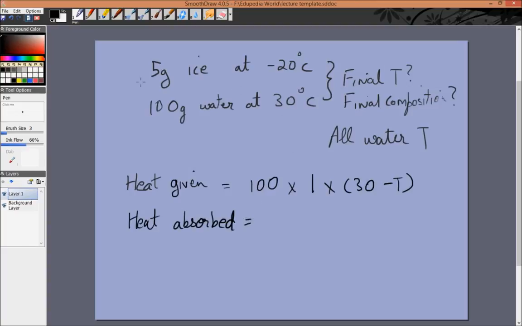It is, ice first goes from minus 20 to 0. Right, now remember we have to take each and everything carefully. Water is just going from 30 to T, where T is smaller than 30. Ice is going from minus 20 ice to water at T. So first ice goes from minus 20 to 0. That gives me 5 grams of ice multiplied by 0.5, which is the specific heat capacity, multiplied by 20. This is ice at minus 20 to ice at 0.